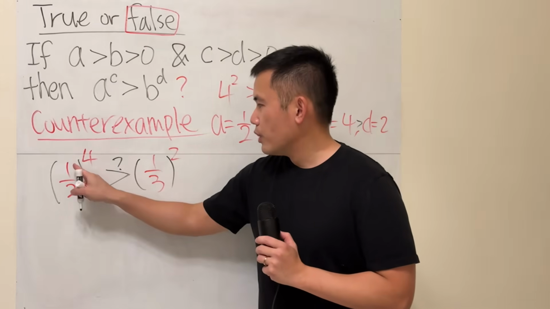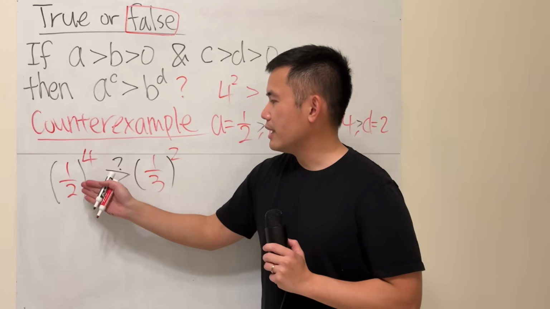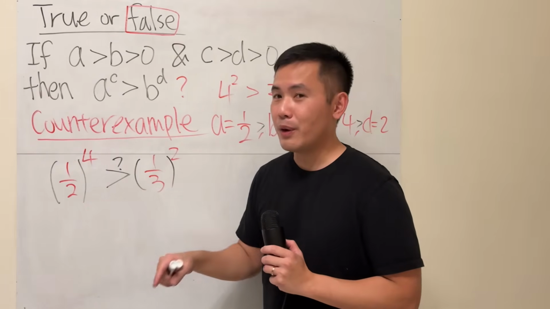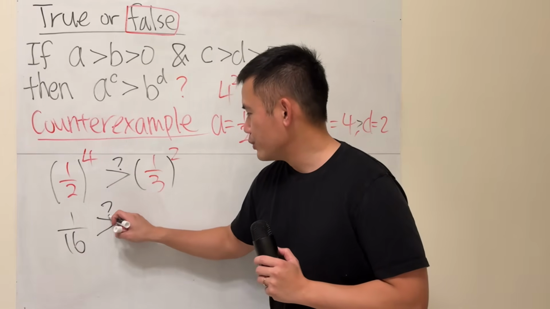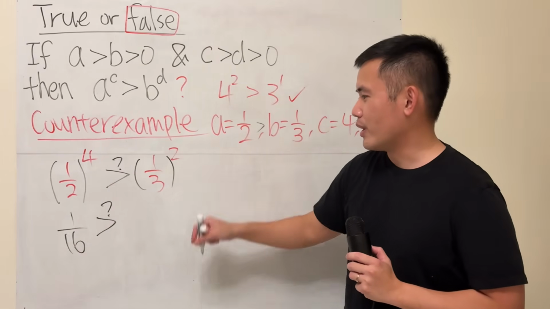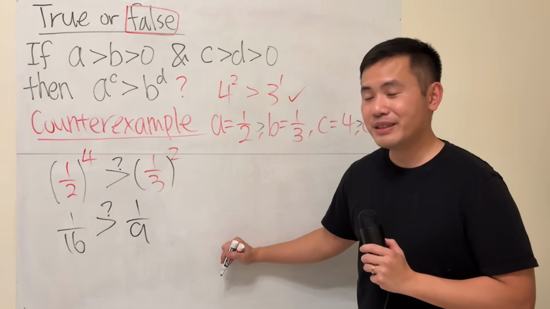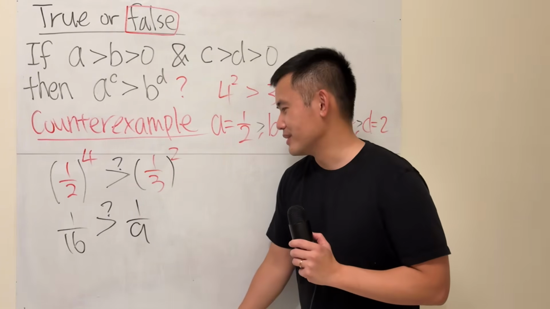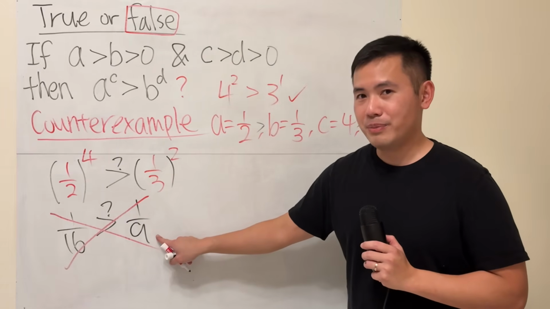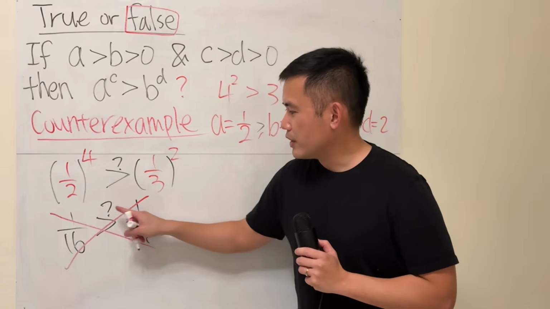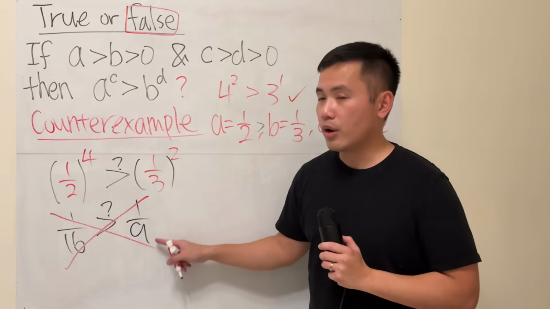Let's have a look. 1/2 to the 4th power, you can just do 1 to the 4th power, which is 1, and 2 to the 4th power is 16, so this right here is 1/16. Is this really greater than 1/3 squared, which is 1/9? Is this true? No, this is not true. This is false. 1/9 is bigger. Here's the idea. If the numerators are the same, the smaller the denominator, the bigger the whole fraction is.